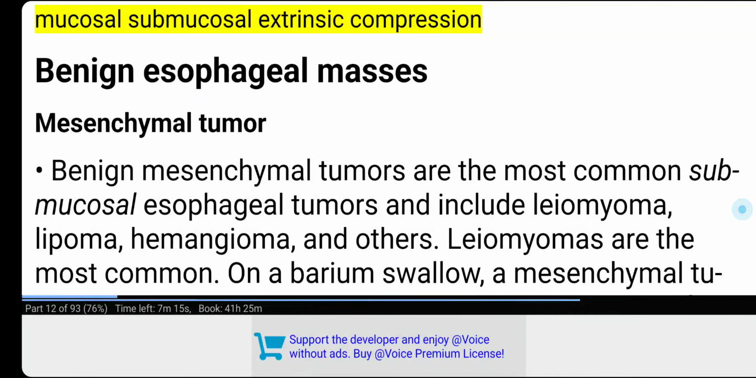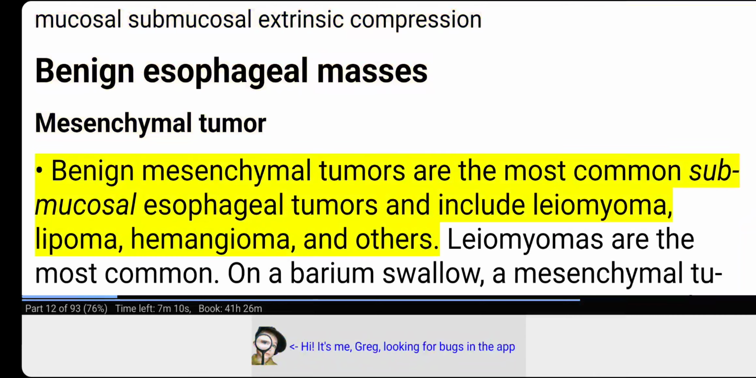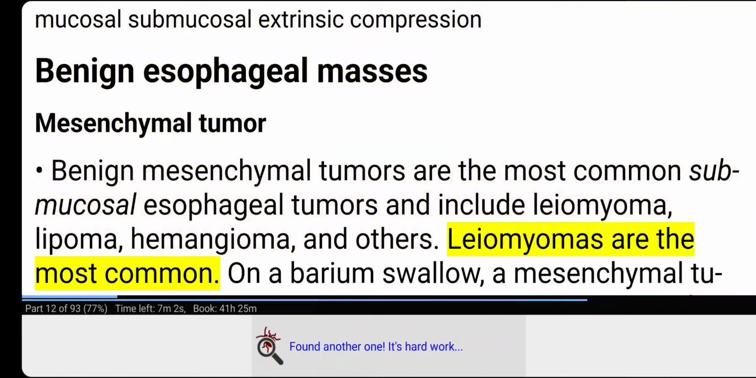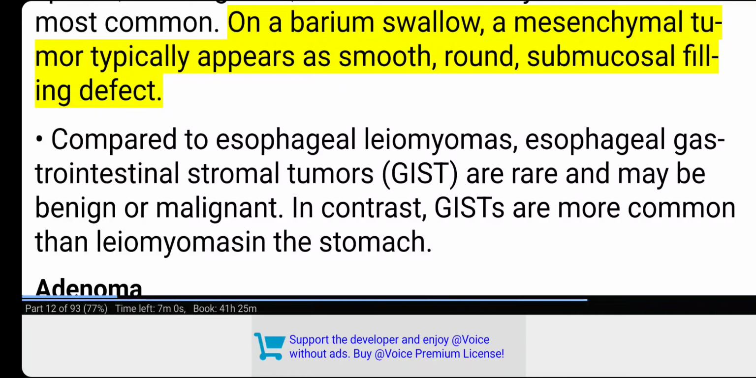Mucosal, submucosal, extrinsic compression. Benign esophageal masses. Mesenchymal tumor. Benign mesenchymal tumors are the most common submucosal esophageal tumors and include leiomyoma, lipoma, hemangioma, and others. Leiomyomas are the most common. On a barium swallow, a mesenchymal tumor typically appears as a smooth, round, submucosal filling defect.